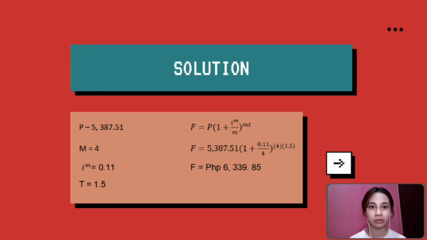In this problem, we are looking for the compound amount for the future value. That means we will use the formula F is equal to P times 1 plus I raised to M over M raised to M times T. Next, substitute the given values to the formula. F is equal to 5,387.51 times 1 plus 0.11 over 4 raised to 4 times 1.5. By solving this, we'll get the answer 6,339 pesos 85 cents as our compound amount.